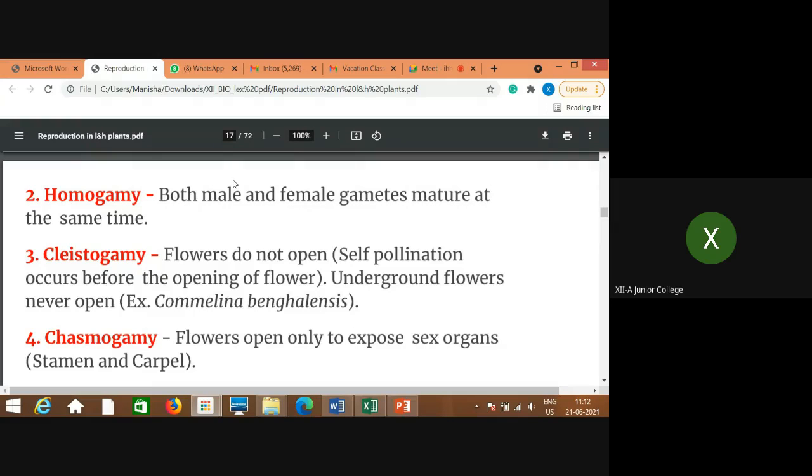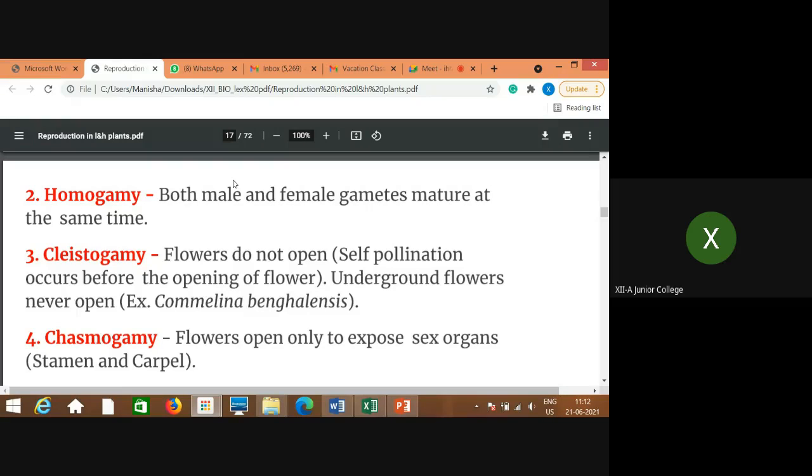So obviously, whatever male and female gametes are present in the flower mature at the same time, and after maturity they get fertilized. That means pollination takes place within them; self pollination takes place. So underground flowers never open. Commelina bengalensis is the example. For an underground flower there are no chances of opening, so in that case only cleistogamy is possible. There are no chances of cross pollination.